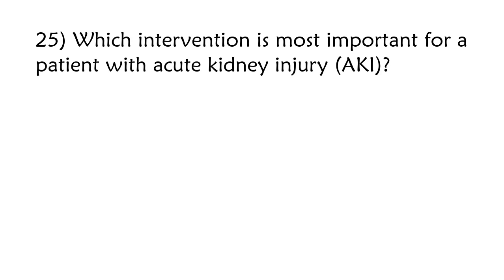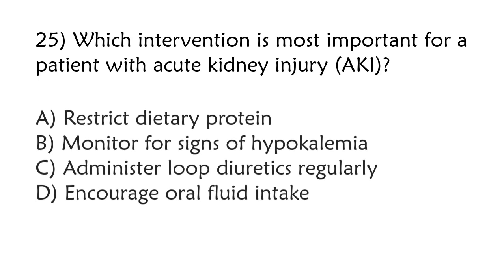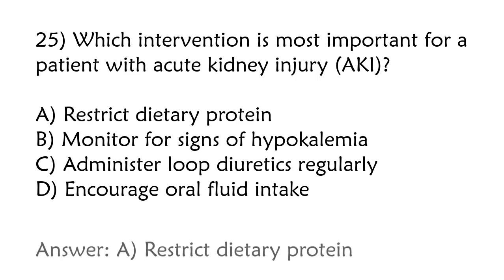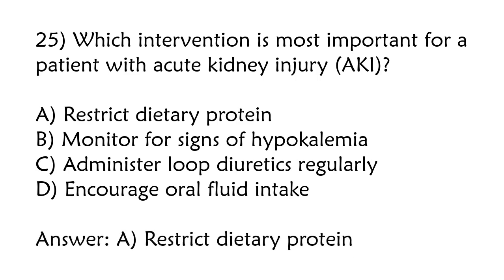Which intervention is most important for a patient with acute kidney injury? Restrict dietary protein, monitor for signs of hypokalemia, administer loop diuretics regularly, encourage oral fluid intake. Correct answer is option A, restrict dietary protein.